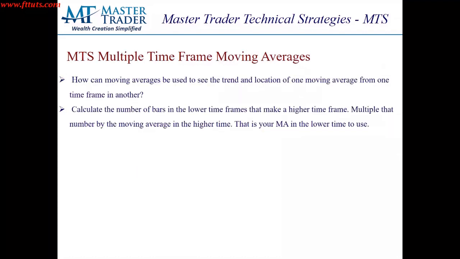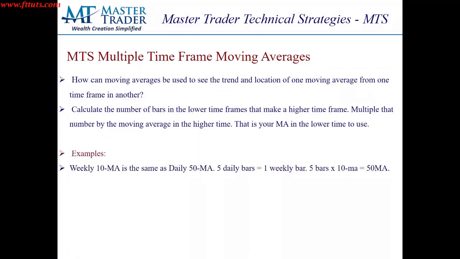How do we use moving averages to see the trend and location of one moving average on one time frame or another? I'm just going to review that, we've gone over it. We calculate the number of bars in the lower time frame that makes the higher time frame. Then we multiply that by the number of the moving average in the higher time frame, and that's your moving average in the lower time frame. And there's an example. The 10 MA is the same as a 50 MA. Weekly 10 MA, same as the daily 50 MA. 5 daily bars, 1 weekly bar, 5 times 10 is the 50 MA.